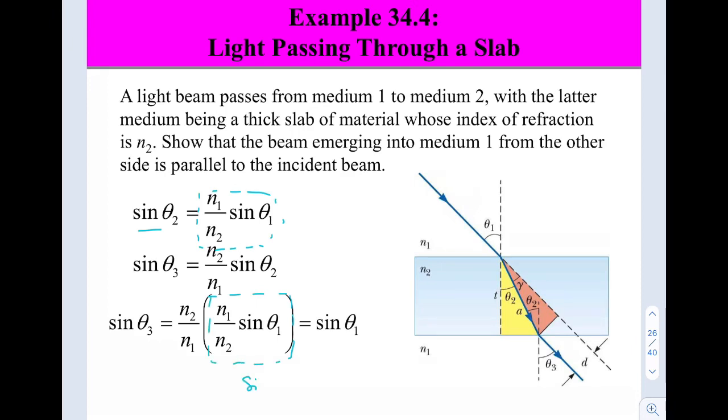This is equivalent to sine theta 2. Right, so if you see here, we can cancel out this, we can cancel out this. And then we have sine theta 3 equivalent to sine theta 1. It is proof that theta 1 and theta 3 are the same. Therefore, we are proving that the emerging ray here and the incident ray here are parallel.